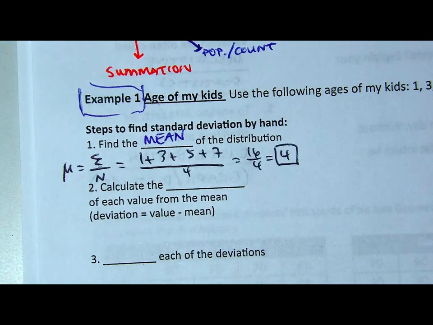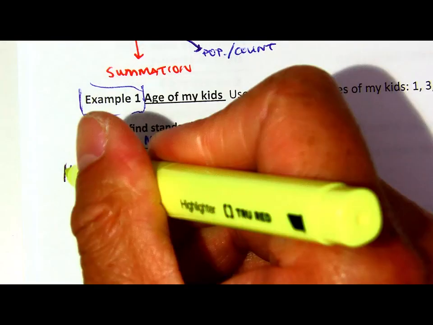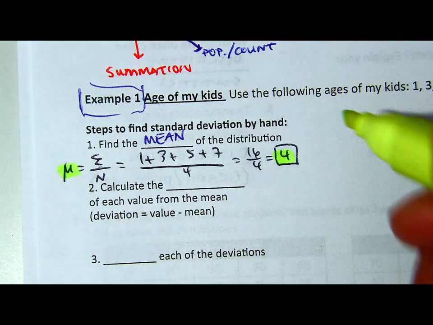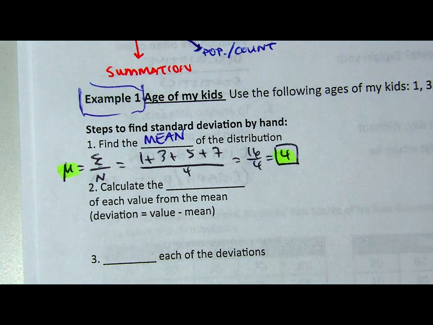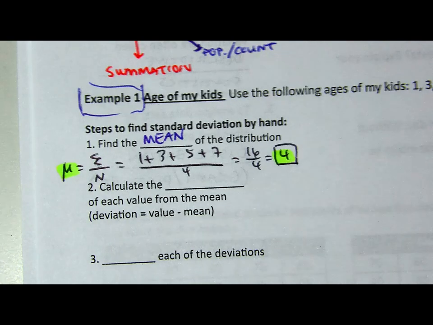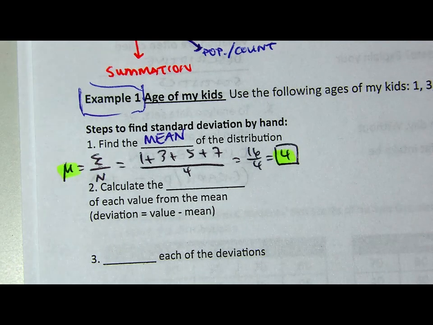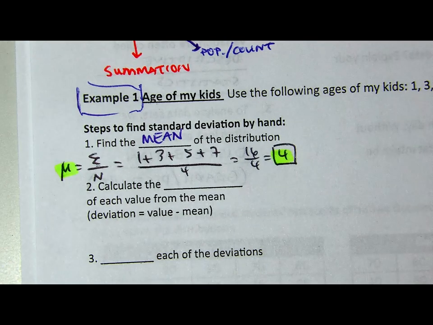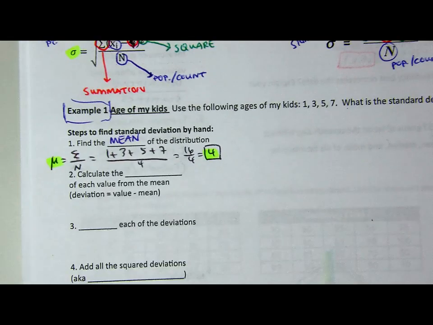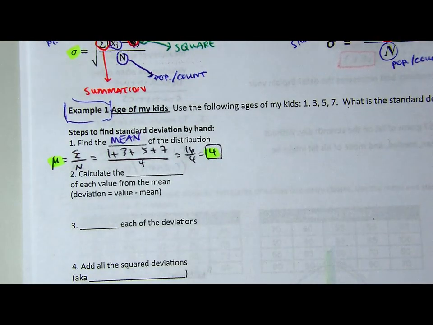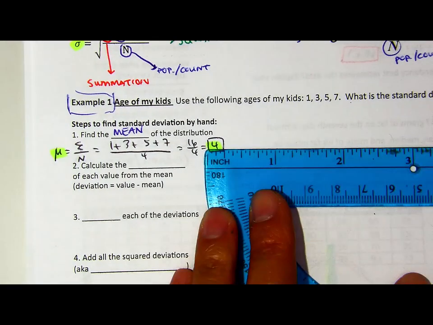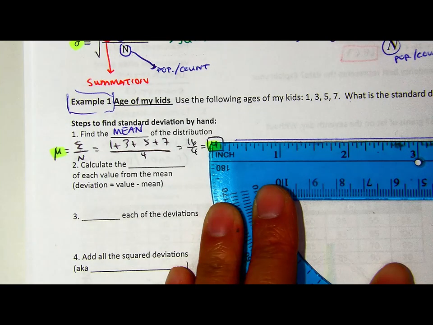Raise your hand if you got the mean to be 4. It sounds so easy, but you would show me all of that work to prove to me you understand it. Okay. Step number 1, we found the mean. The next thing we're going to do is create a chart. So there's lots of space on the other side.